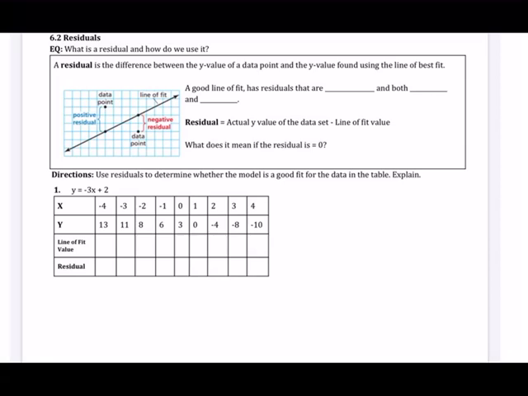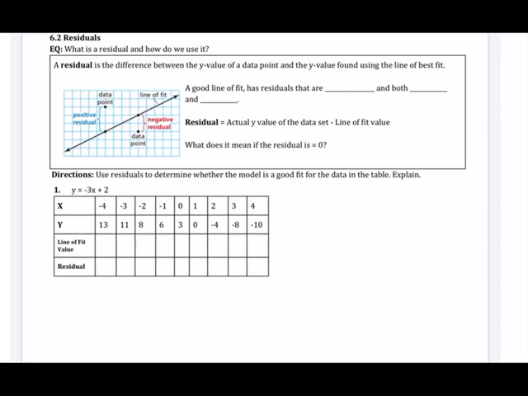In unit 1, we talked about correlation coefficients and lines of fit. And we talked about how the closer those points are to our line of fit, the stronger the correlation. Now we're going to talk about what exactly is that space between the data point and the line of fit that we're looking at. That space or that value has a particular name, and it's called a residual.